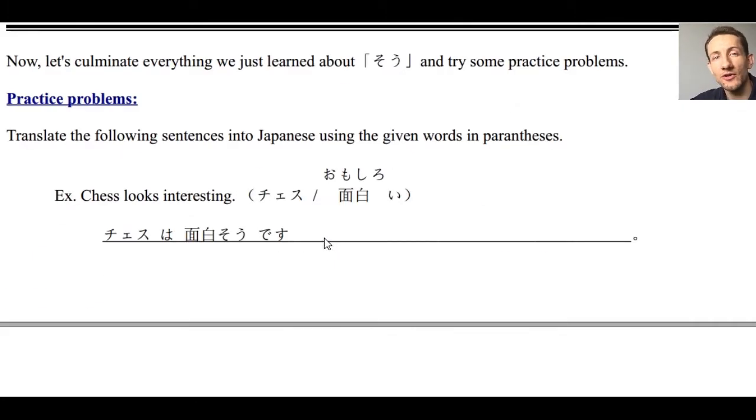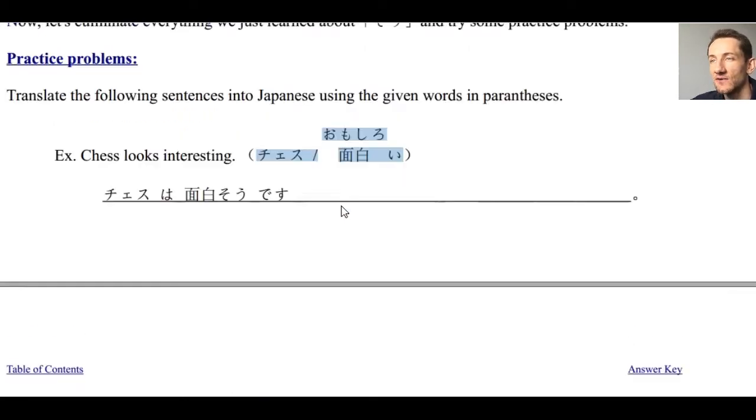Now we're going to take what we learned in part one and in this video and try to answer some practice problems. We're going to translate the following sentences into Japanese using the words in parentheses to give us a hint. For example, we have "chess looks interesting." So チェスは, and we have 面白い for the adjective. チェスは面白そうです。Chess looks interesting.